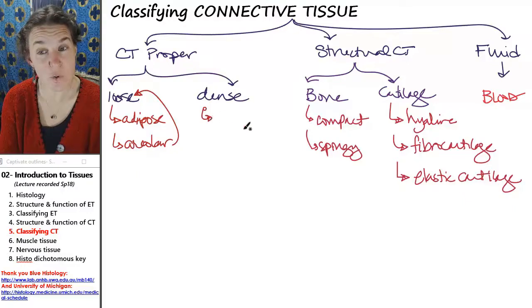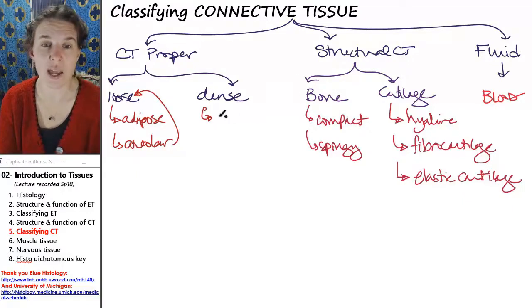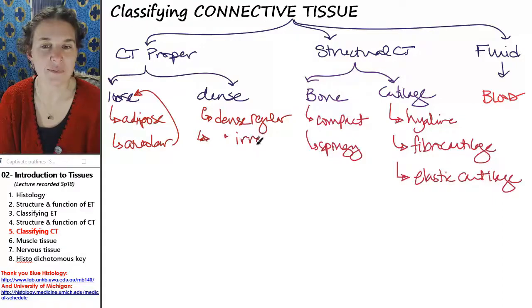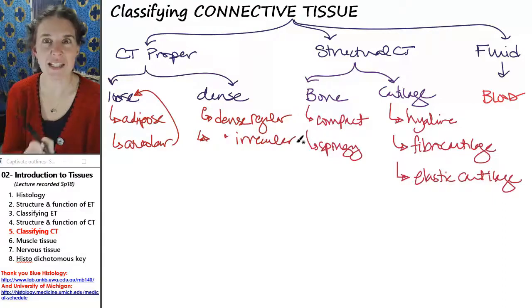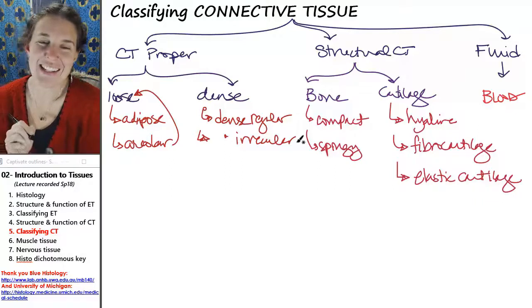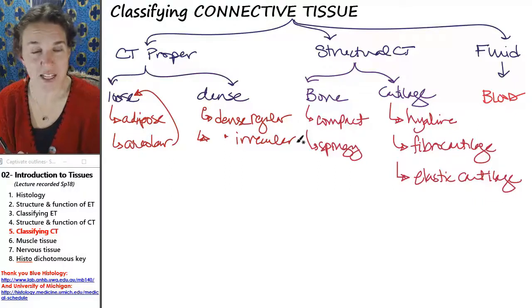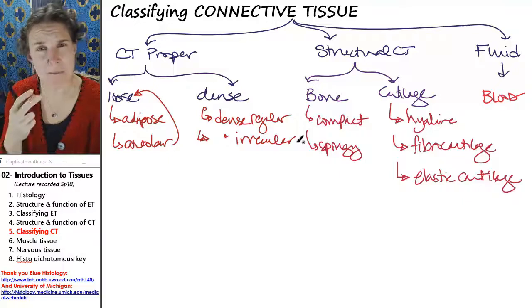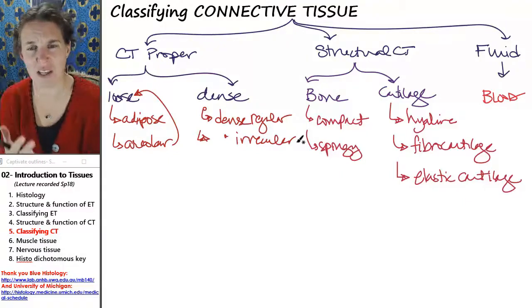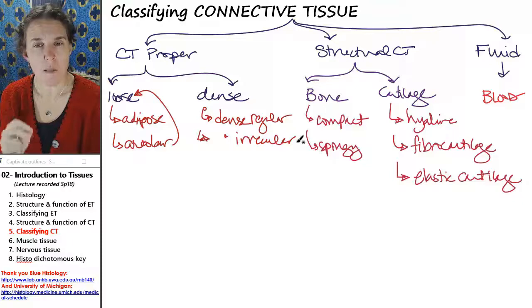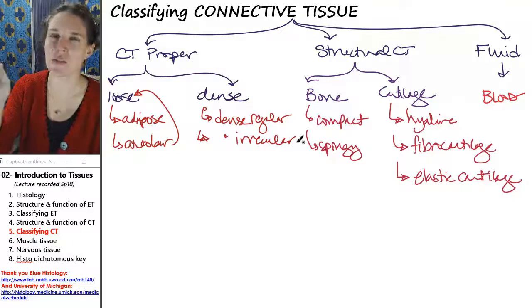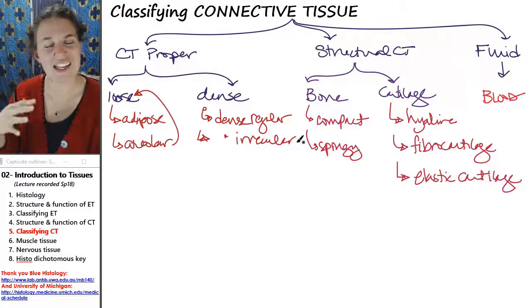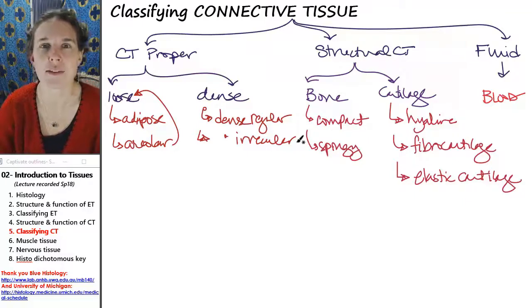Dense connective tissue also comes in two flavors. We have dense regular and dense irregular connective tissue. And dense regular and dense irregular connective tissue both have really big, significant collagen fibers. But in dense regular, all the collagen fibers are going the same direction, and in dense irregular, they're not.